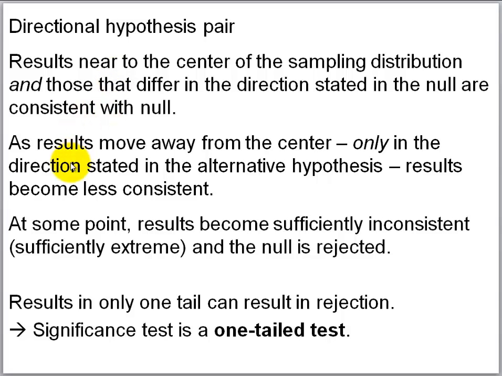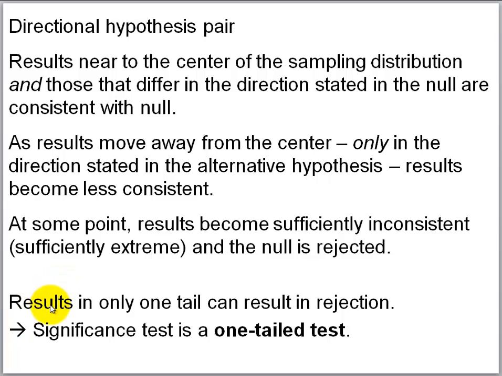Now, as results move away from the center of the distribution only in the direction stated in the alternative, the results are becoming less consistent with the null. And then at some point, results become sufficiently inconsistent, sufficiently extreme for the null to be rejected. And the results can only become extreme as they move in the direction stated in the alternative.